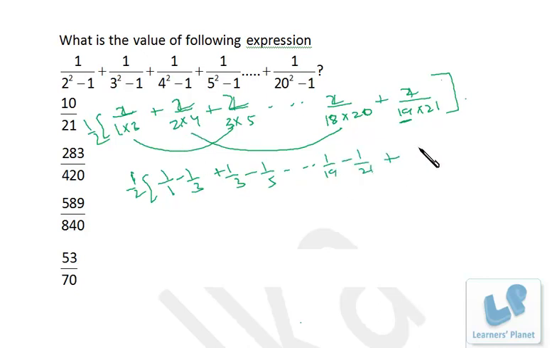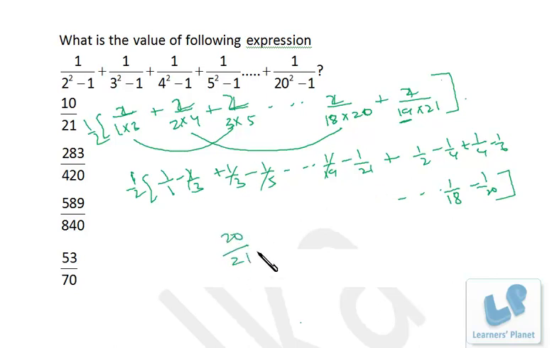Similarly, the remaining sequence: 1 upon 2 minus 1 upon 4, plus 1 upon 4 minus 1 upon 6, up to 1 upon 18 minus 1 upon 20. You can see alternate terms will be cancelled and you are left with 1 minus 1 upon 21, right? So 1 minus 1 upon 21 is 20 by 21. Here also the same thing, so you're left with 1 by 2 minus 1 by 20. So 1 by 2 minus 1 by 20 is 18 by 40, or we can say 9 by 20, right?